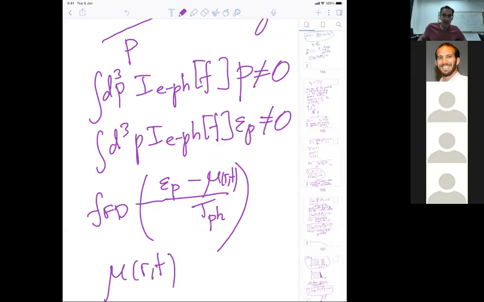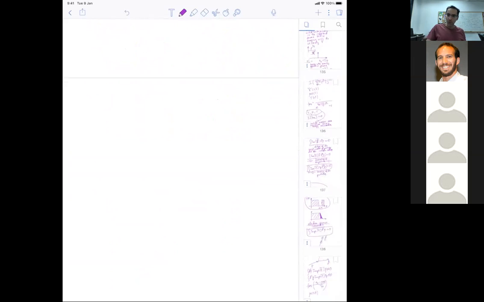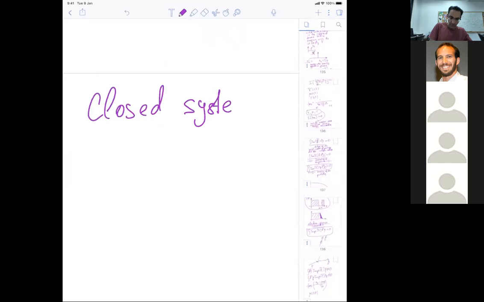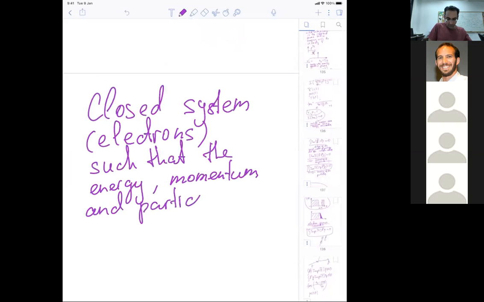So the conclusion that follows is that standard hydrodynamics with three conserved quantities corresponds to a closed system. So we need to have a closed system, like electrons, such that the energy, momentum, and particle number are conserved.